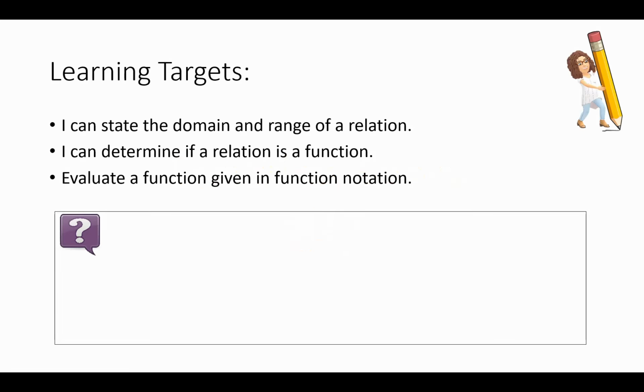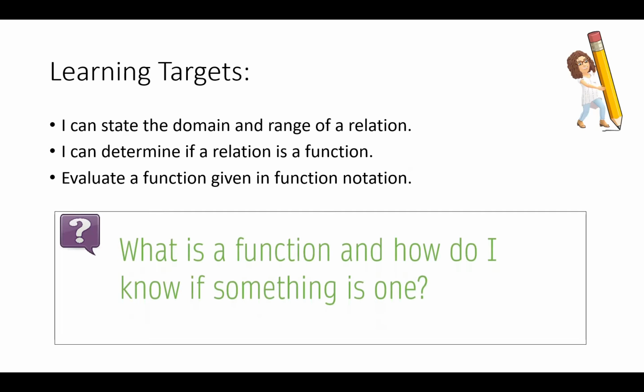So first, learning targets that we're going to be doing today. We're going to be stating domain and range of a relation. We're going to determine if a relation is a function, and we're going to evaluate a function given function notation. Our essential question today is, what is a function and how do I know if something is one? There's a box in your notes with this symbol right there. Go ahead and write that in that box.